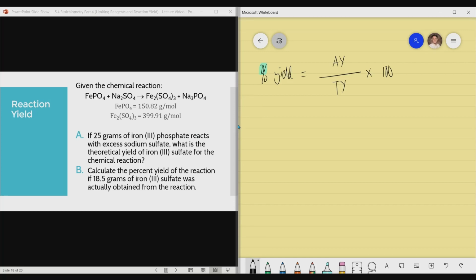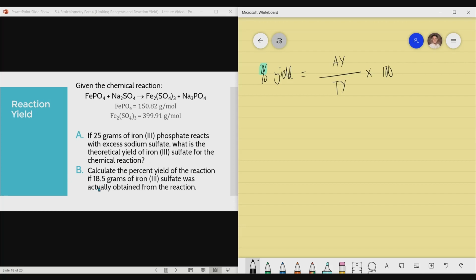If 25 grams of iron 3 phosphate, so iron 3 phosphate is this one, FePO4, reacts with excess sodium sulfate. So sa tanong pa lang po, binanggit na excess reactant sodium sulfate, sa Na2SO4. So therefore sa iron 3 phosphate or FePO4 si limiting. Kasi nga binanggit na ng excess si sodium sulfate. What is the TY of iron 3 sulfate for the chemical reaction?